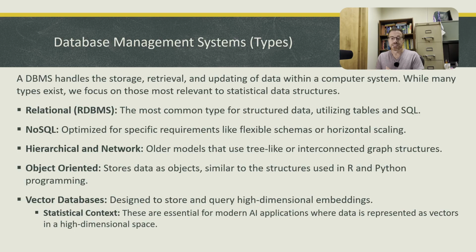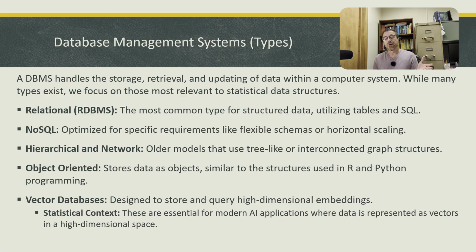So a database management system, or DBMS, handles the storage, retrieval, and updating of data within a computer system. And while many types exist, we're going to focus on the most relevant for our statistical data structures, generally focusing on statistical analysis. The most commonly used one for most things is relational databases, or RDBMS. This is the most common type of database for structured data, utilizing tables and specifically SQL, which is structured query language. Then you have NoSQL, which is optimized for specific requirements like flexible schemas and what's called horizontal scaling. And we'll talk more about all of this later.